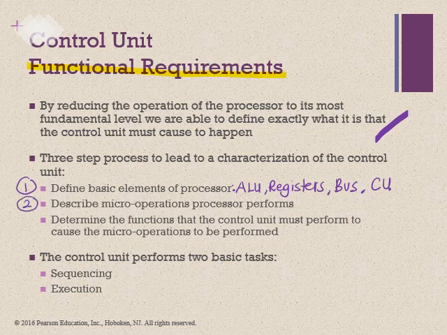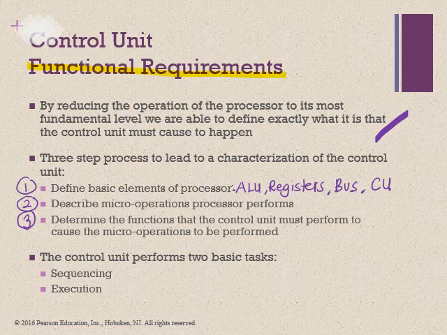Next, the second step is we describe the micro operations that the processor performs. Okay, this one, you know this by heart already. Yeah, the T1, T2, the RTL symbol. All these are micro operations. We have discussed 1 and 2. Now, in this subsection, we are more interested in knowing how to determine the functions that the control unit must perform to cause those micro operations to be performed.